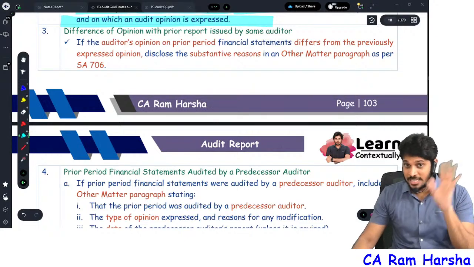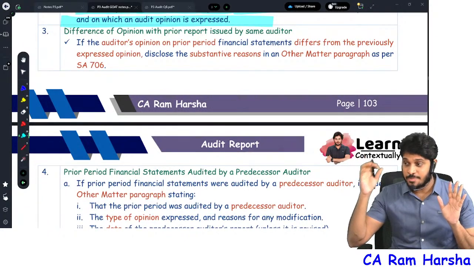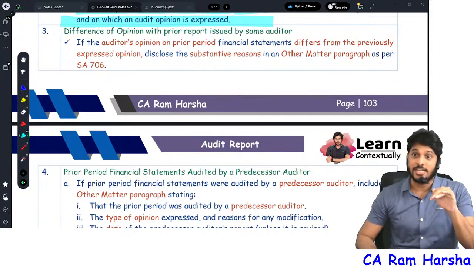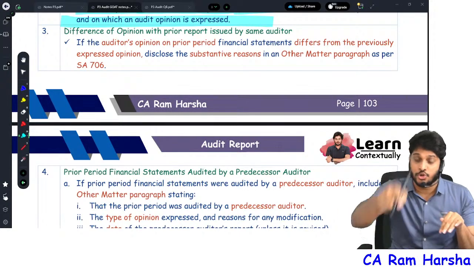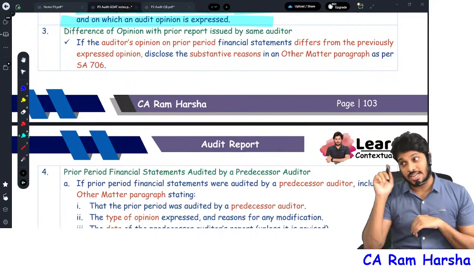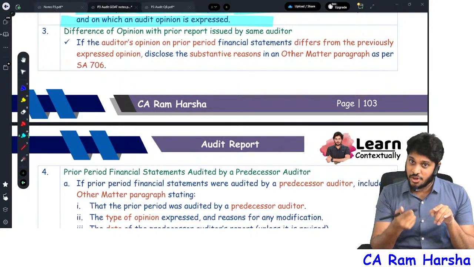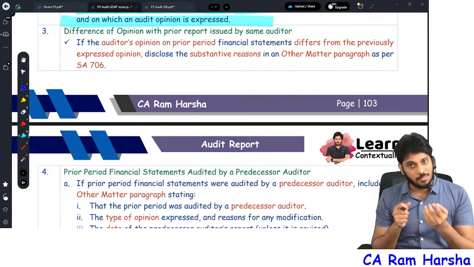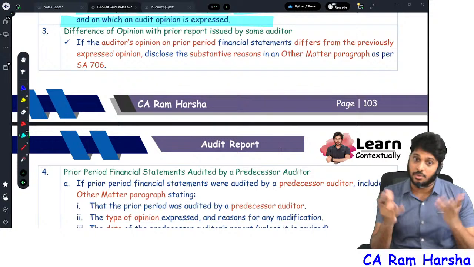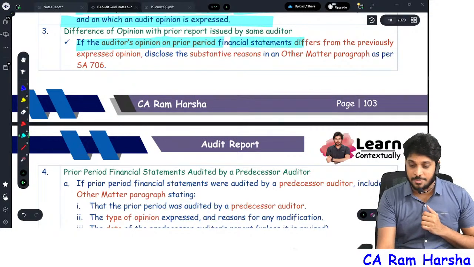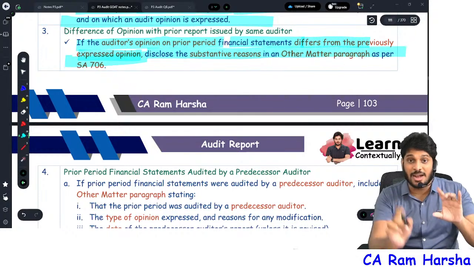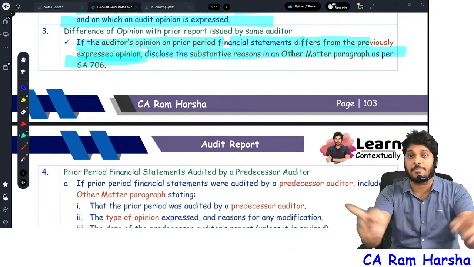Now further, sometimes what happens, you are the same auditor. Last year's financial statements you gave some opinion. This year again, the company requested you to audit, and last year's figures also they requested you to audit once again. Last time you gave an unqualified opinion, but this time you got a modified opinion on the same figures. Why are you giving two different opinions? What happened? If the auditor's opinion on prior period financials differs from the previously expressed opinion, disclose the reasons in the other matter paragraph in the current period on the comparative financial statements.